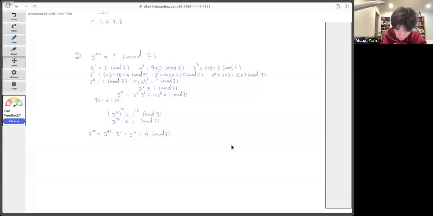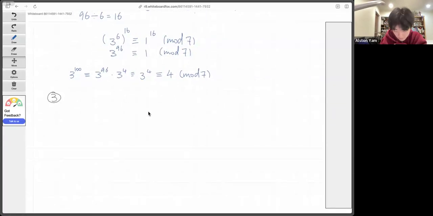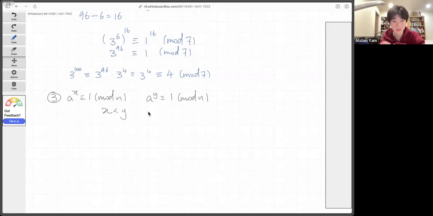Okay, let's go to the third problem, which is if we have a to the x is congruent to 1 mod n, and we have a to the y is congruent to 1 mod n, and we also have x is less than y, and x is the smallest number that is possible.